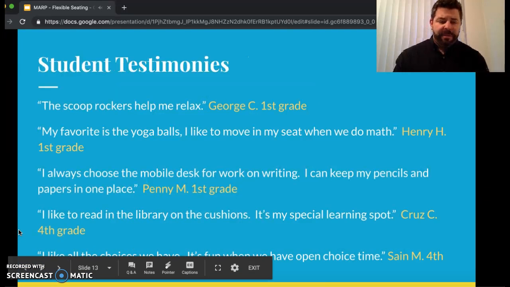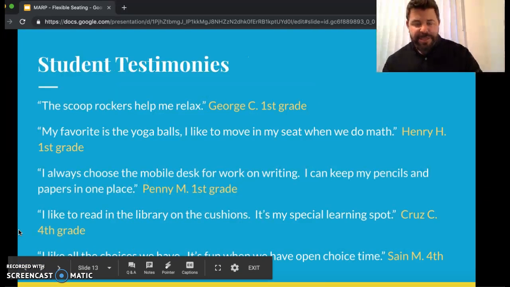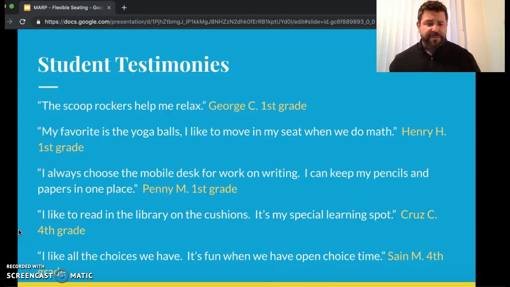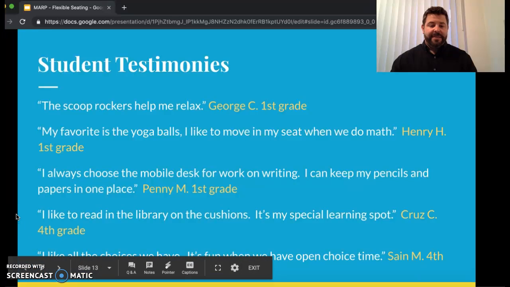And those are a few of the professional testimonies about how they use flexible seating, and that was Rhonda sharing specifically about how she uses it in her classroom. And just some perspective from the kiddos in my class. Scoop rockers are by far the most popular, and as George says there, it just really helps them relax, specifically with reading. Students love the yoga balls because they love to move. The standing desks a lot of times, or the mobile desks. And so really it's all about student preference and student choice.